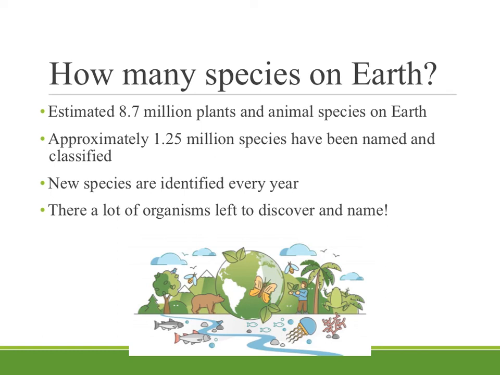So how many species are there on Earth that we need to come up with some type of classification for? Well, right now the estimation sits at 8.7 million different plants and animal species. That kind of leaves out some of the bacteria and other organisms. Approximately 1.25 million species have actually been named, so we really haven't named everything. We've just named a tiny piece of it. New species are identified every year. I went and looked it up, and there have been 7 new species this year up to this point. So that leaves us a lot of organisms to discover, name, to classify, to figure out exactly where they fit in this biosphere of life here on Earth.